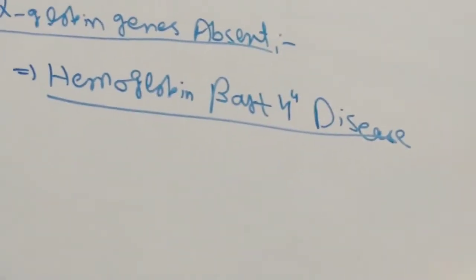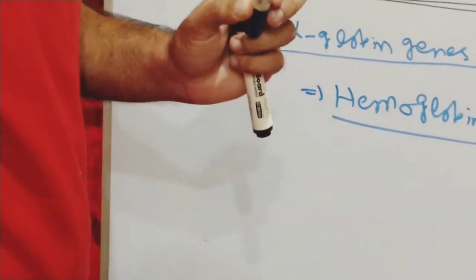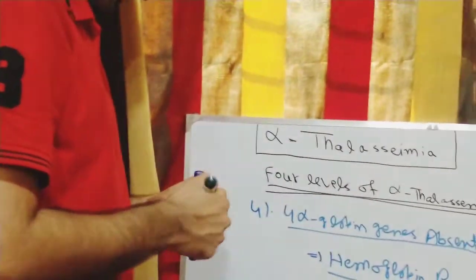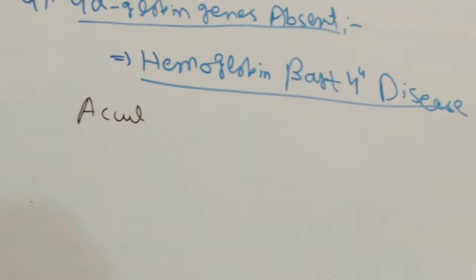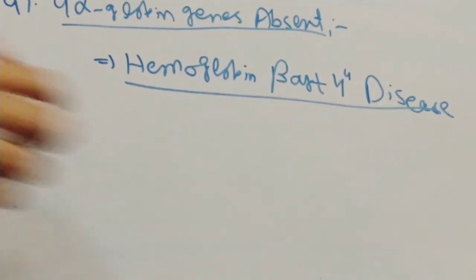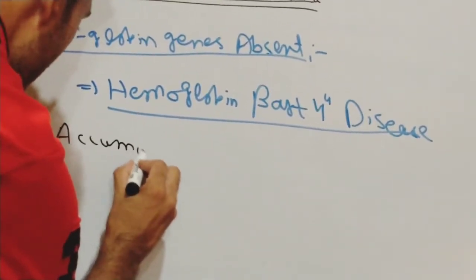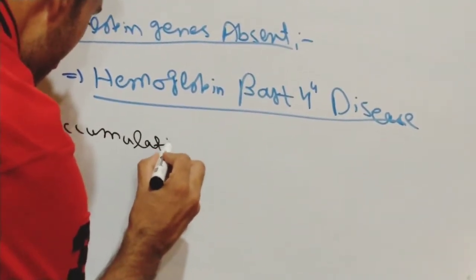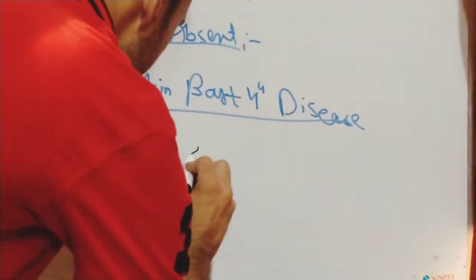Now talking about this alpha thalassemia disease, what substances get accumulated? So, accumulation of substances during the disease known as alpha thalassemia.